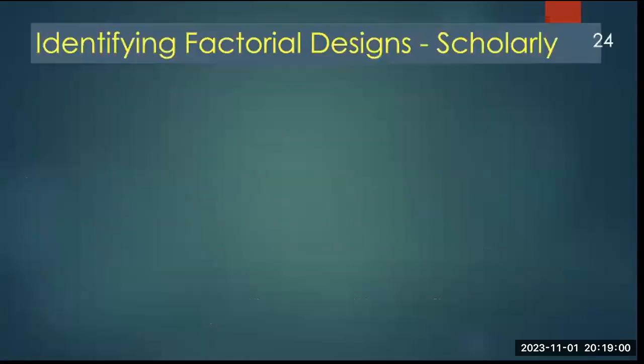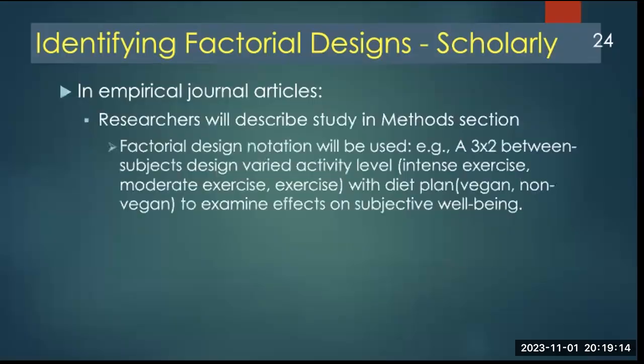So, identifying a factorial design in a study. In a scholarly journal, in a scholarly article, it's very easy because they will explicitly state it's a factorial design. So this is how it might look. They'll use factorial design notation, right? They might say a 3x2 between subjects design varied activity level, and then they indicated the levels: intense exercise, moderate exercise, exercise with diet plan, vegan, non-vegan, to examine the effects on subjective well-being. So there you're given the independent variables and the dependent variables.